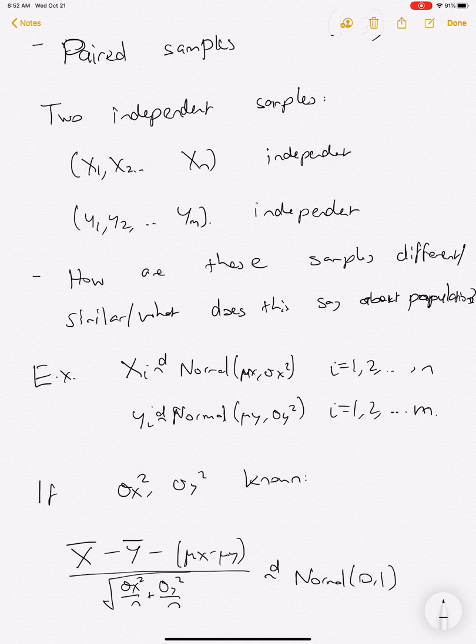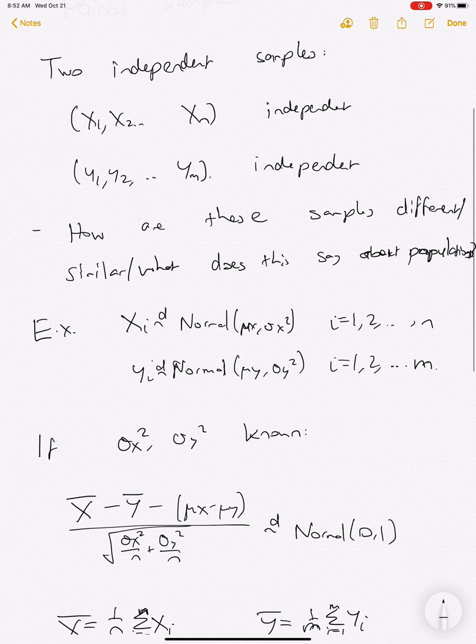We have these two different populations, and we want to say something about how similar or different they are. The example we're going to stick to throughout this chapter, because the normal example is very nice and makes calculations tractable, and lays a lot of the foundation for other setups, is that the x's and the y's are both normally distributed: the x with mean mu x and variance sigma x squared, and the y with mean mu y and variance sigma y squared.